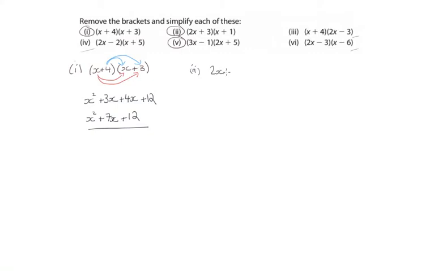2x plus 3 multiplied by x plus 1. Now remember, this term needs to be multiplied by both terms, and so does this one. So it's 2x multiplied by x. That would give us 2x squared, and 2x multiplied by 1. If you multiply anything by 1, it stays the same. So 2x multiplied by 1 is plus 2x.